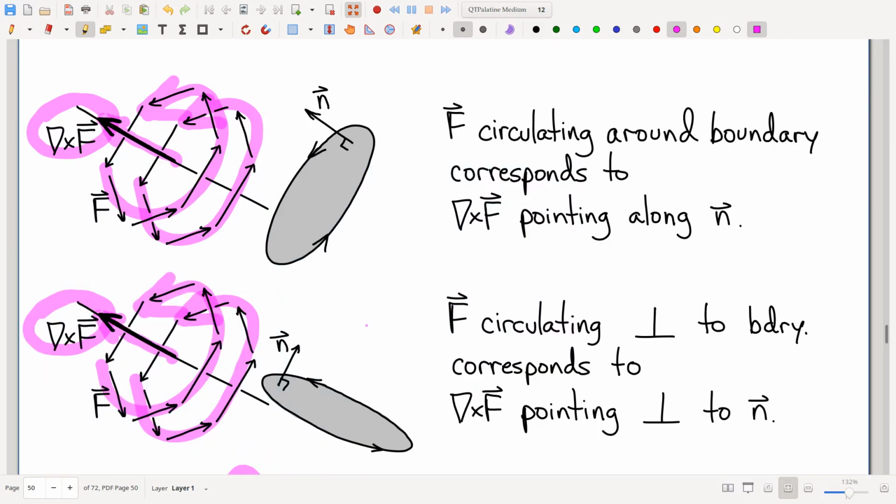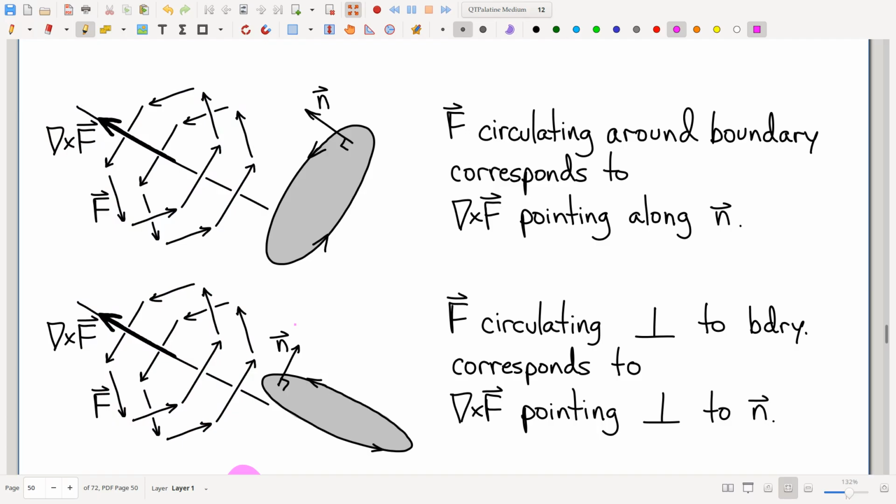Same fluid. If I am walking, let's see here. You know what? I don't like that, it just turned into a mess.